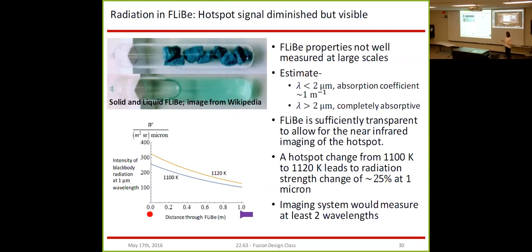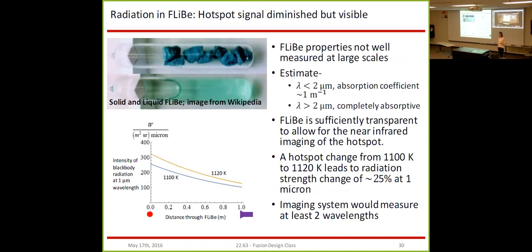So we ran some numbers with a sample imaging system that looks around 1 micron, and we looked at a hotspot change from 1100 Kelvin to 1120. And that leads to a change in radiation strength of roughly 25%, which we think we'll be able to detect with a sensor. The magnitude of the signal will decline as you move through the flibe. You see on this plot here, you have the intensity of the blackbody radiation at the hotspot and where you might image it at the 2 different temperatures I laid out for you, and it does decline, but you still have a signal out at the part where you would image.